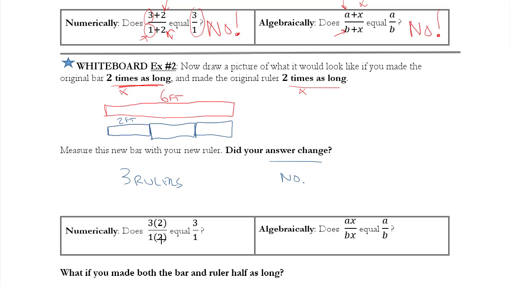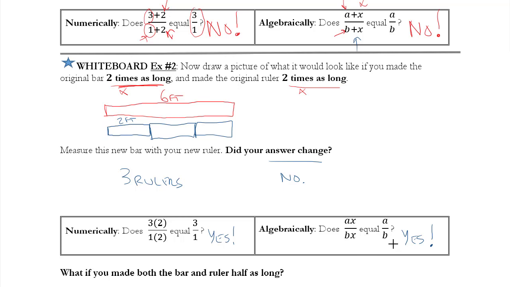And the question is, does 3 times 2 over 1 times 2 actually equal 3 over 1? And the answer is yes, it does. This is a proportion right here. Algebraically, unlike when you add the same number to the numerator and denominator, which doesn't equal your original fraction, here it does equal it. So this is sort of a key to proportions.